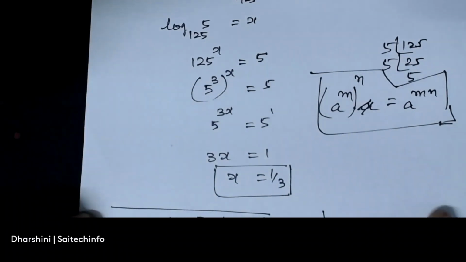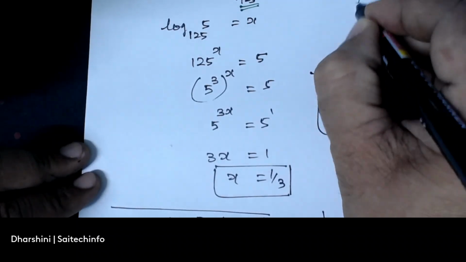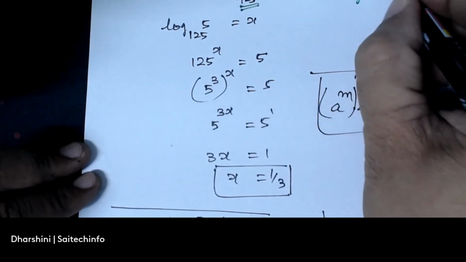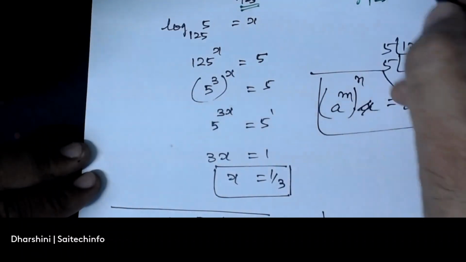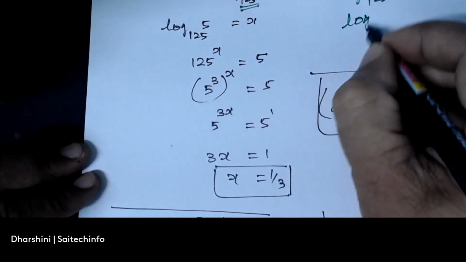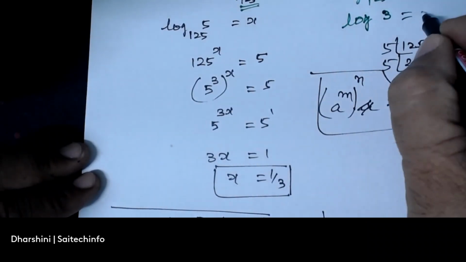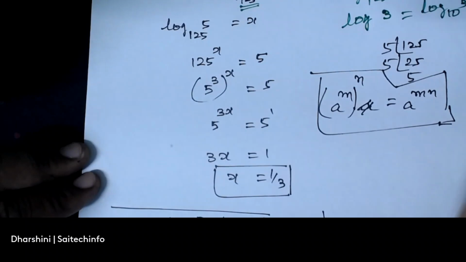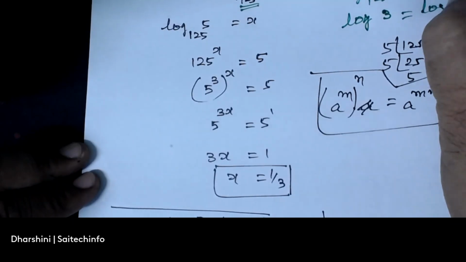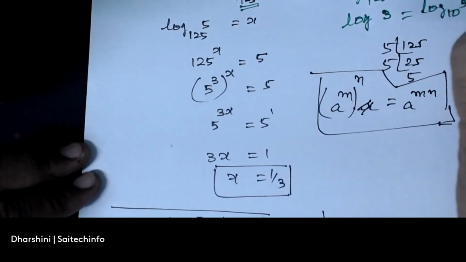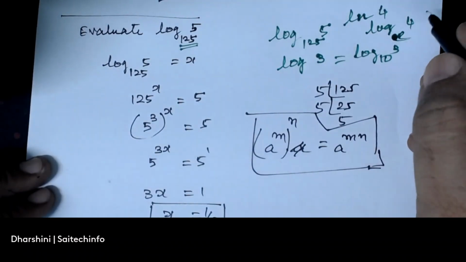Evaluate log of 5 to the base 125. When you write the logarithm, you must always leave a space like this and put the base here. So this is 125. You should also understand that when I put log simply as such, for example log 3, it is understood that it is log 3 to the base 10. When I write natural log, I can put simply log 4. It means log 4 to the base e.